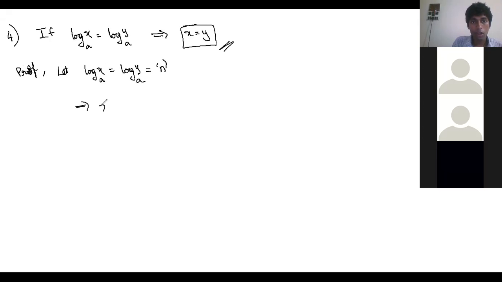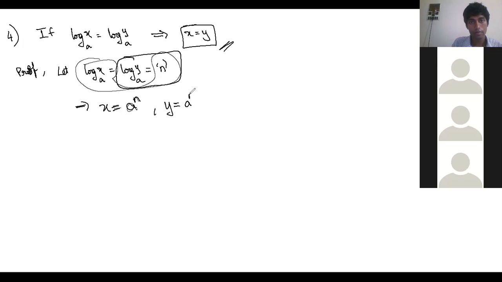So from here, what is the value of x? If I want the value of x, I have to equate only this part. Sir, x equals a to the power n. Clear, no? So from here, x is equal to a power n. And simply, what is the value of y? Use this. y is also equal to a to the power n, which implies x is equal to y. Clear? Yes, sir.